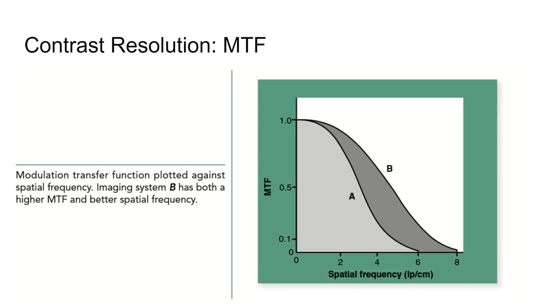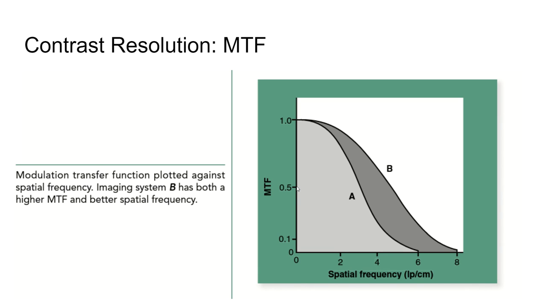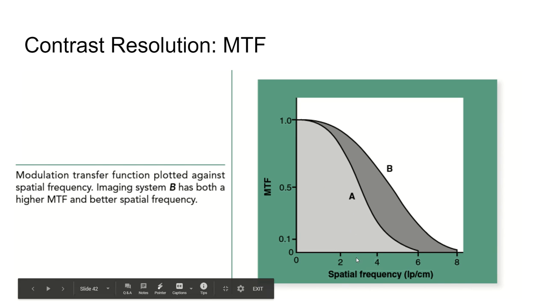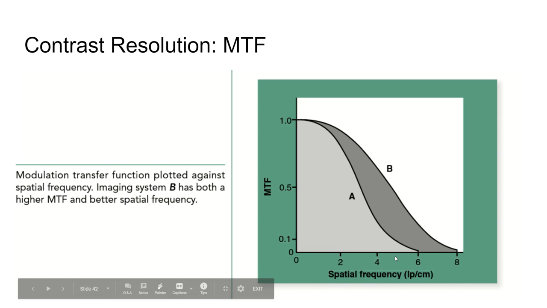Anyway, I didn't ask him what the spatial frequency capability of his system was, right? But let's take a look at this. So when it comes to spatial frequency, let's say you start at an MTF of 0.5 and you're looking for the spatial frequency. We go to system A and we go down and we get maybe like 3 line pairs per centimeter. System B, if we start at 0.5 again, is going to give us like around 5. That's obviously better, right? The more line pairs that you have, the better you can resolve an object.